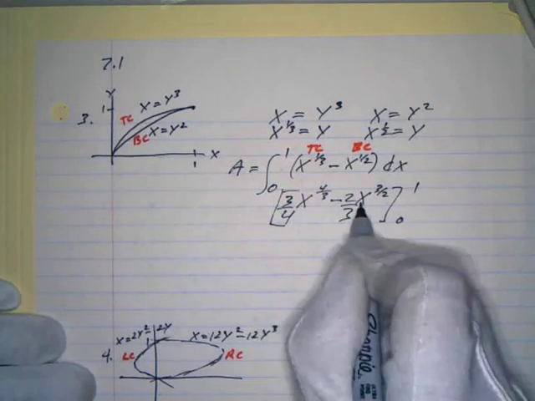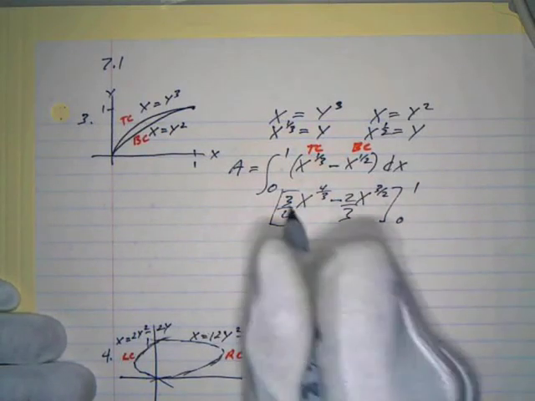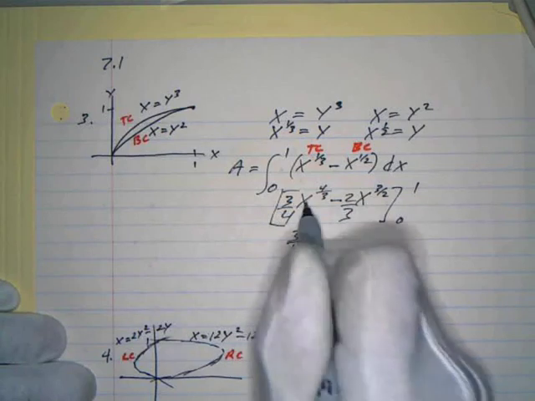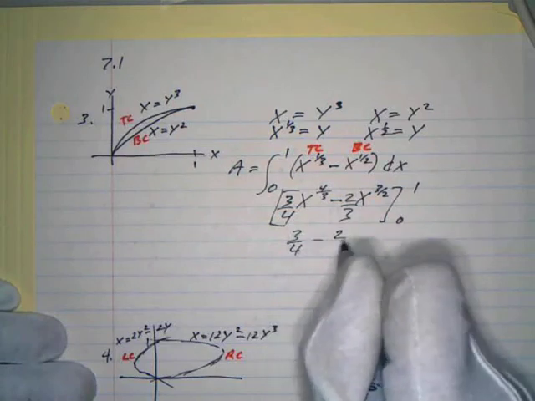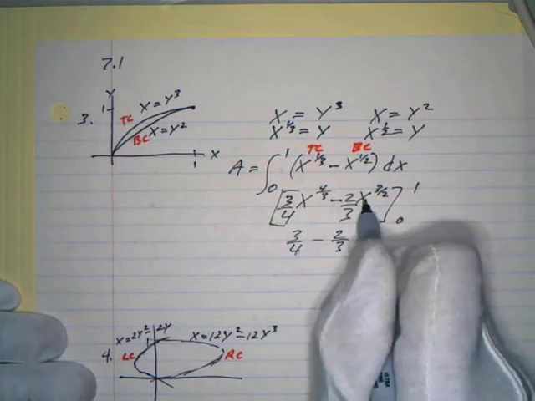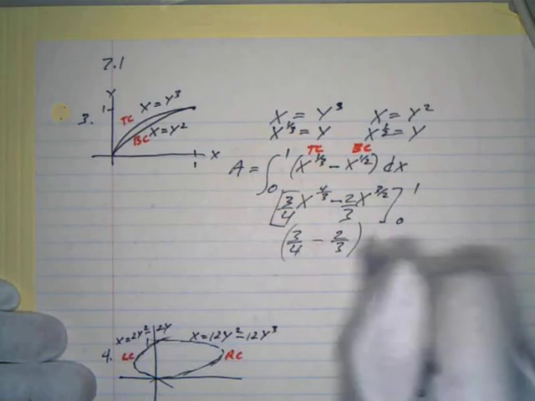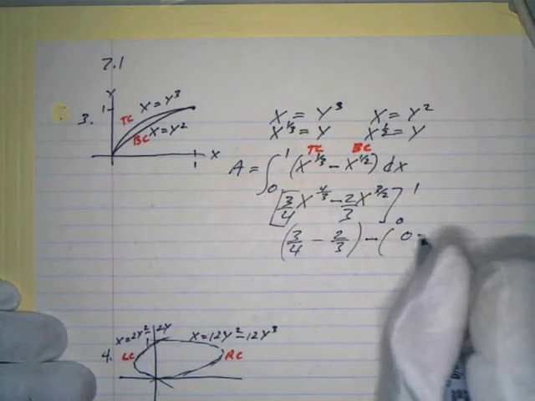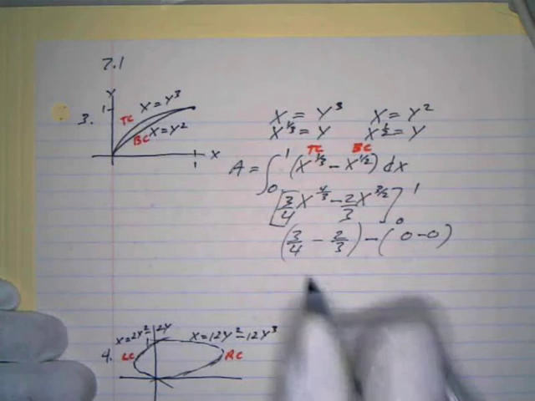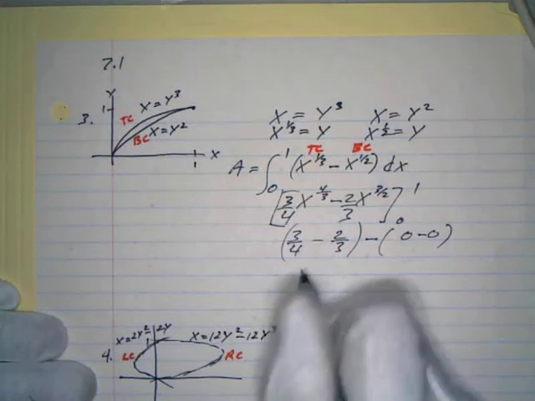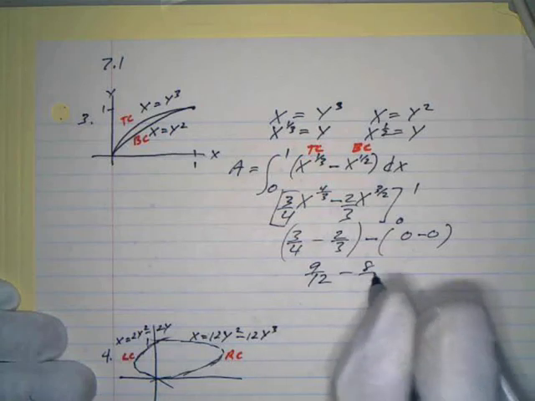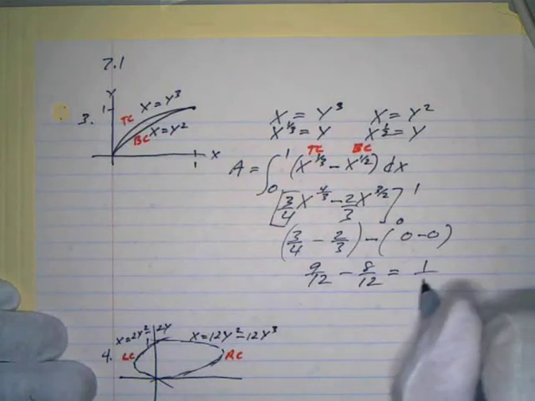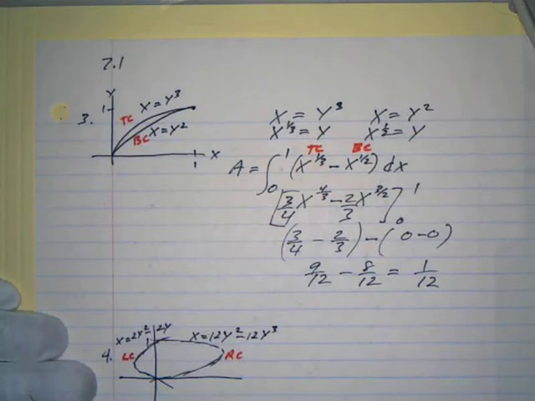And the nice thing about this is we'll zero out here when we put 0 in, so we have 3/4. 1 to the 4/3 is just 1, minus 2/3. And again, 1 to the 3/2 is just 1. And that's going to be minus 0 minus 0. And if we put these in a common denominator of 12ths, this is going to be 9/12 minus 8/12, and that's just 1/12. So that's your area. So that wasn't too bad.